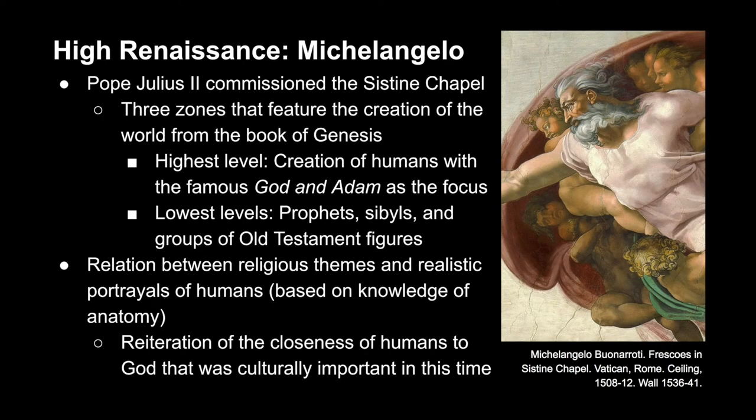Another very famous work is the Sistine Chapel, which was commissioned by Pope Julius II. It's sectioned into three zones that feature the creation of the world from the Book of Genesis. The highest level is the creation of humans with the famous God and Adam, which we see a portion of right here. And in the lower levels, we see prophets, sibyls, and groups of Old Testament figures. In line with what we've seen from the Renaissance already, we're again emphasizing the relationship between religious themes and realistic portrayals of humans that are based on scientific knowledge of anatomy.